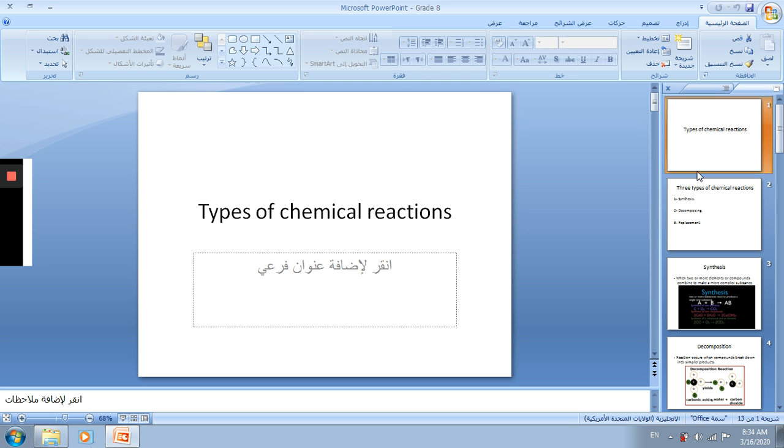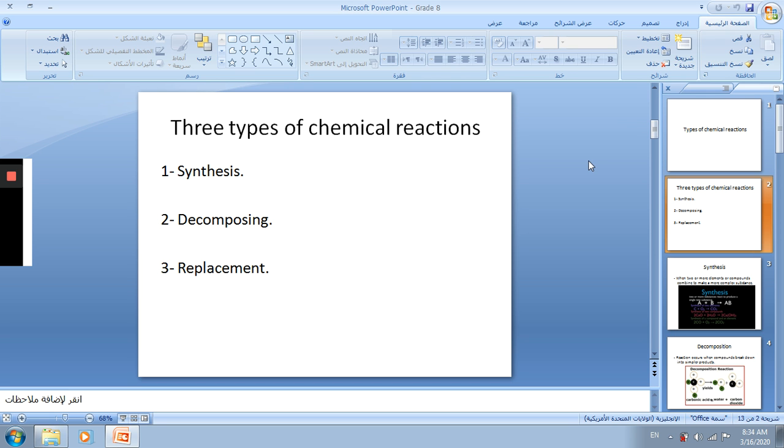Now, first, let's talk about three types of chemical reactions. In a chemical reaction, we have three types, which are synthesis reaction, decomposition, and replacement. We will talk about each one and I will give you an example for each one, an example different from the one in your textbook, page 180.